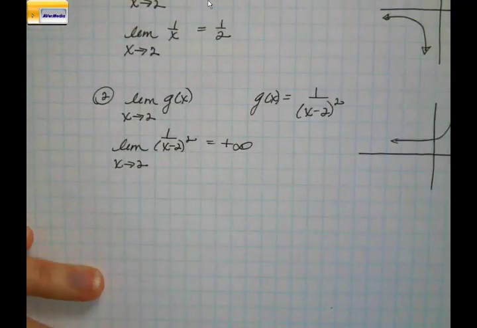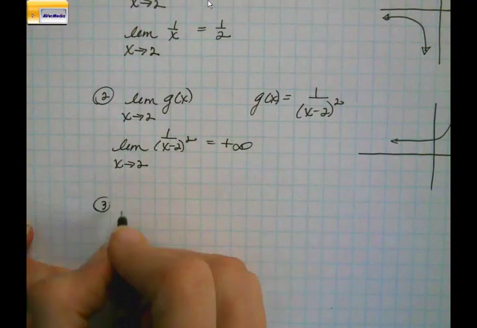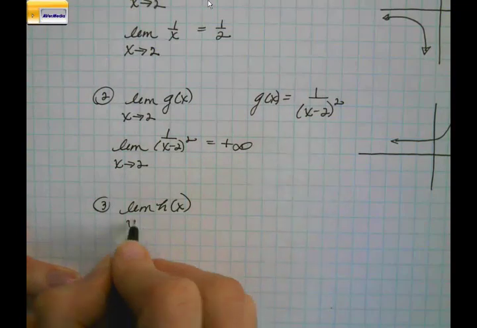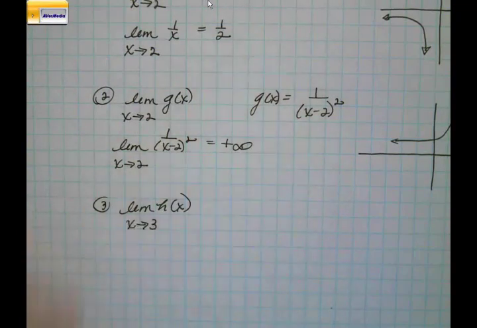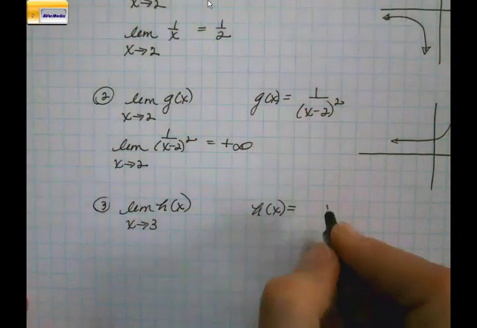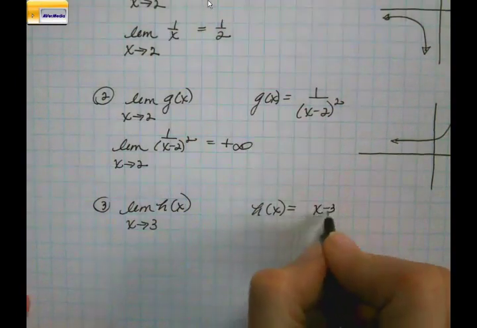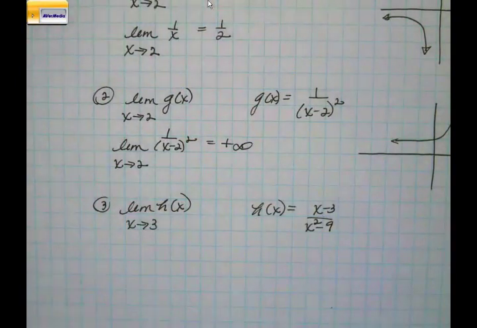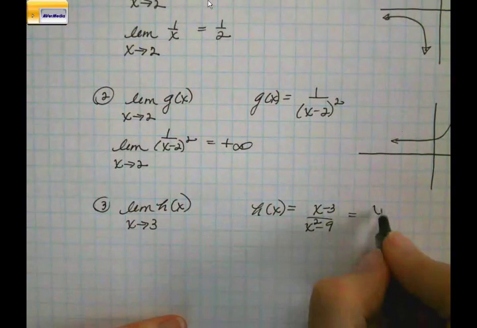All right, now this is interesting. Suppose they ask me for the limit, and let this function be h of x, as x is approaching 3, which means what do you think the height of the function is as x is approaching the value of 3? And let's suppose that h of x equals x minus 3 over x squared minus 9. Well, we already kind of looked at this earlier because we know that this function can be factored.